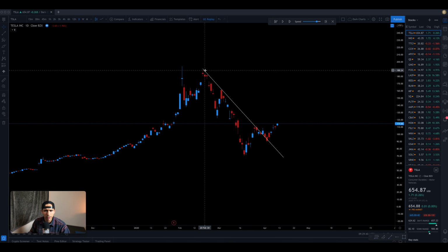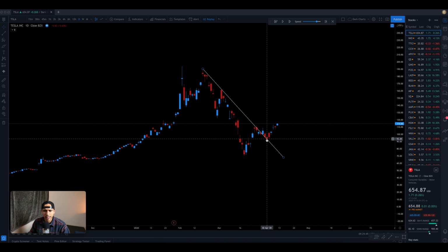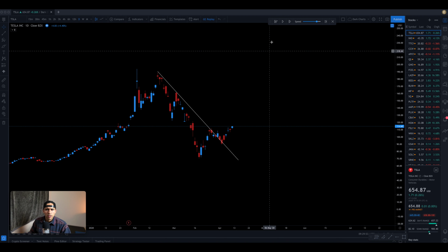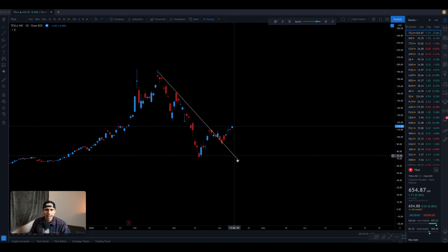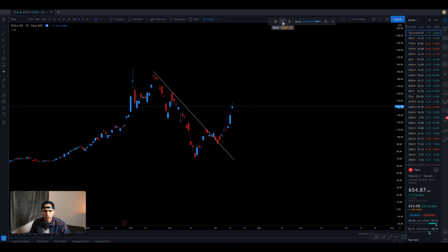As you can see, it came up, pushed down, came back up, pushed down, and then it came up, tested it, kind of stayed on the line, and then it pushed up. So it broke through. So now this downtrend is broken. So now it's a breakout, and then we're going to go off here and see how it plays out.